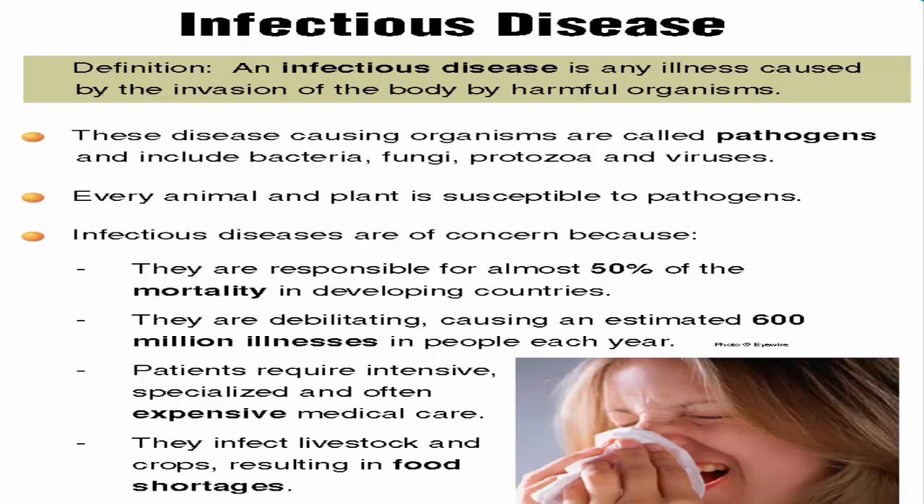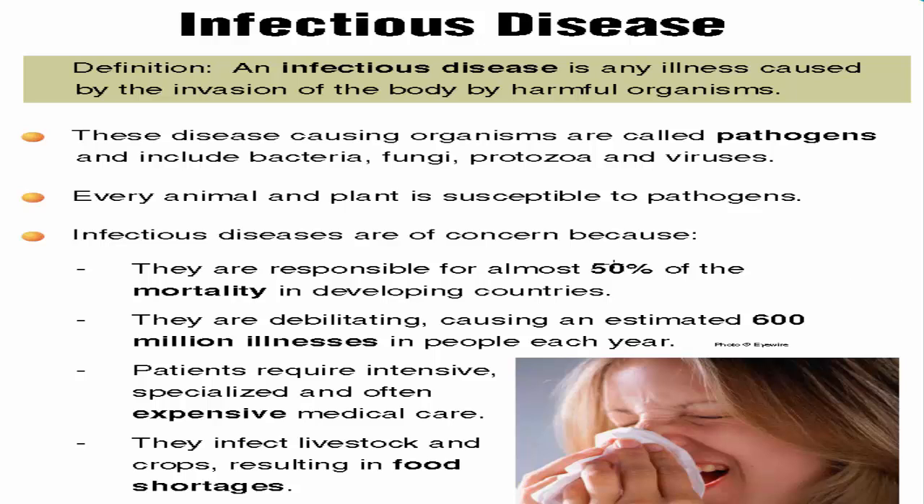Basically, the definition usually accepted for infectious disease is any illness caused by the invasion of the body by harmful organisms. These disease-causing organisms are called pathogens, and the pathogens would include things like bacteria, fungi, protozoa, and viruses. Every animal and plant happens to be susceptible to pathogens. You have tobacco mosaic virus, which causes devastating results in the tobacco industry, but it's a plant. And of course, you obviously have many viral animal diseases like Ebola.